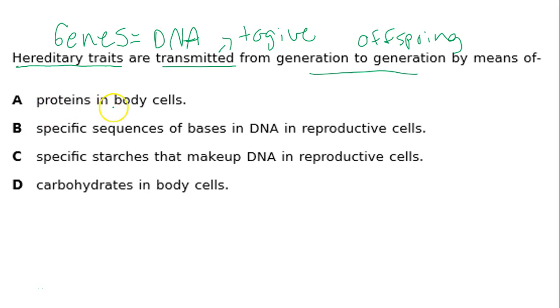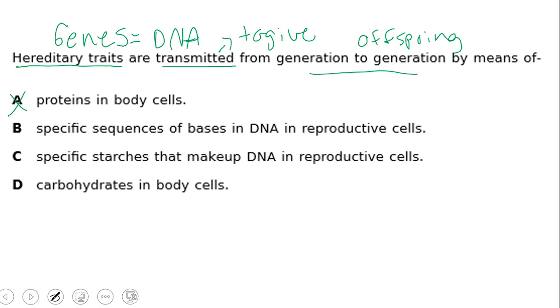So A says proteins in body cells. Well, we know that proteins are made by our body cells, but that's not how DNA is given, right? DNA has the instructions to make proteins, but the proteins aren't what we give to our offspring.